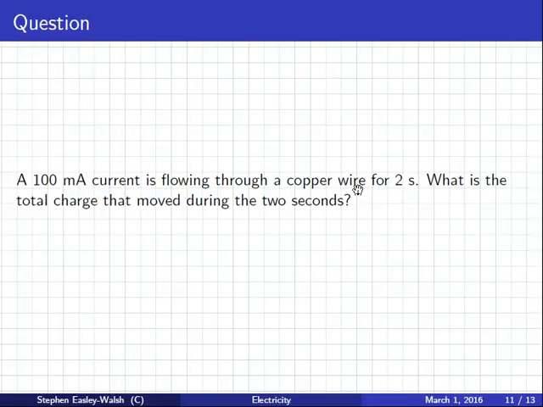I've only given you one formula today for this first lesson. Charge equals current multiplied by time. Q equals IT. Can you use that formula to get the answer here, please? A 100 milliamp current is flowing through a copper wire for 2 seconds. What is the charge over the 2 seconds?